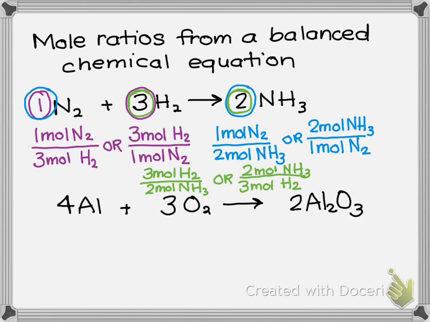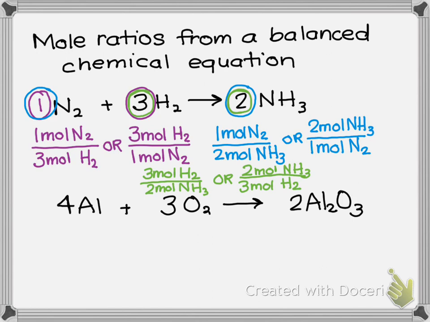So now I'd like you to try to figure out the ratios from the balanced chemical equation below between aluminum and oxygen. You can go ahead and pause the video and try to write it down. I'm going to go ahead and write it down so we can see this together.